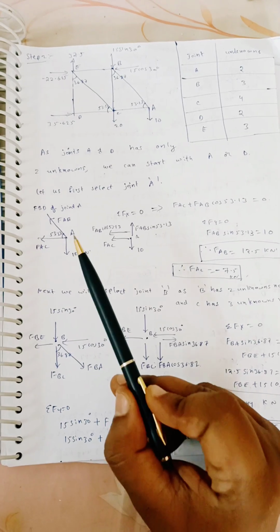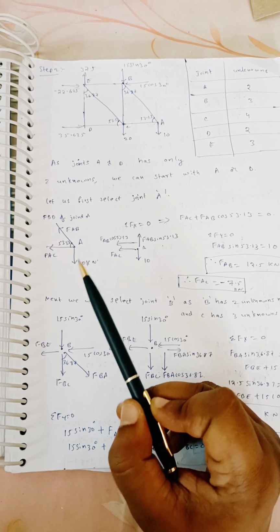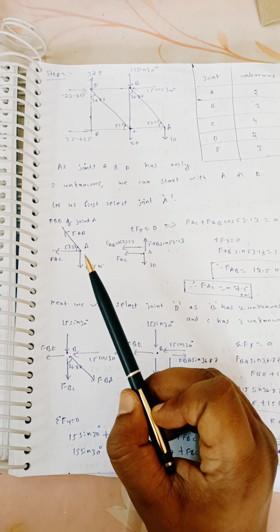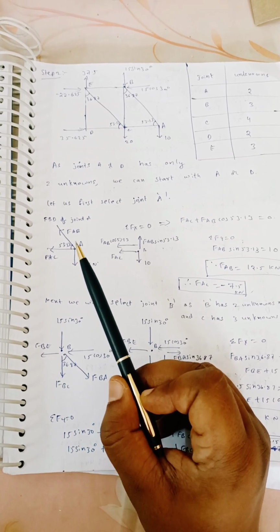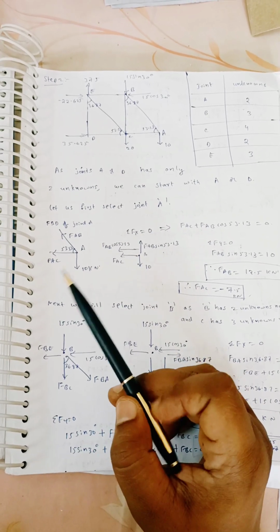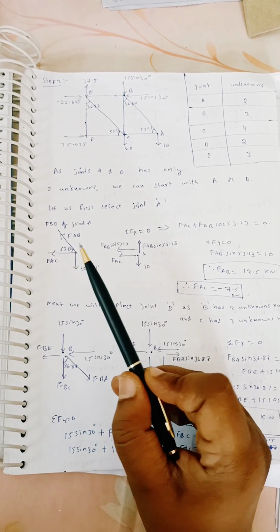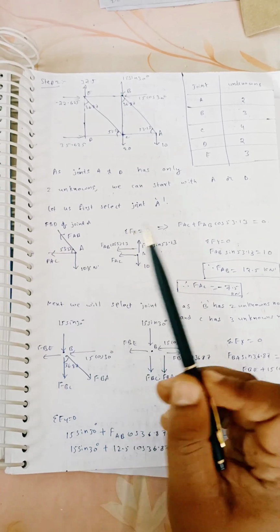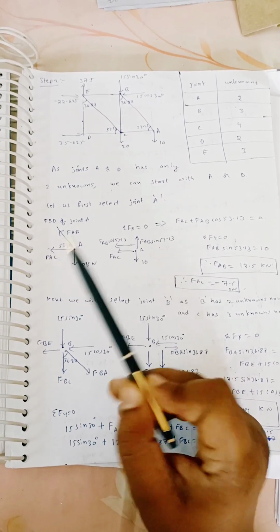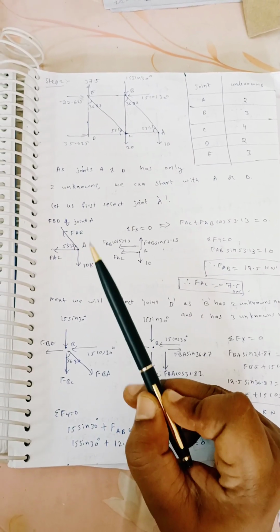At joint A we have to represent all the forces: FAB, FAC and 10 kilonewtons downwards. This angle is 53.13. Here we are taking FAB and FAC away from the joint. In this method we can also take them towards the joint, but I am taking everything away from the joint to avoid confusion. Later I will adjust it.